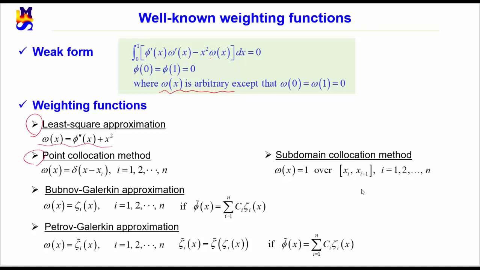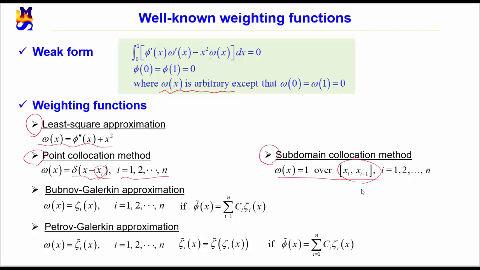There are two collocation methods, that is, point and subdomain collocation methods. In the point collocation method, the weighting function is the so-called delta function, which makes the approximation meet exactly the differential equation at the selected points, while the latter makes the average value of the error over the selected region become 0.